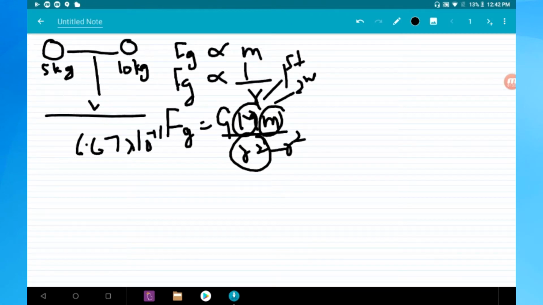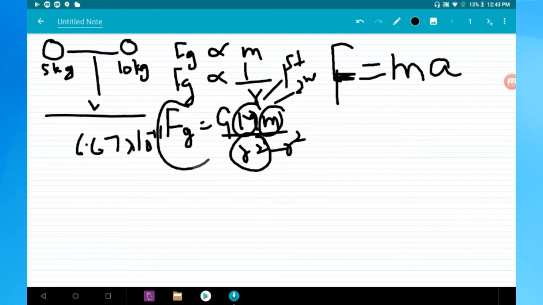Now let's take a look at Newton's second law of motion. It states that force is directly proportional to mass and acceleration, F equals ma. So we can replace this Fg here and use it as F, because the gravitational force is given by Fg, and F is equal to ma, so it's the same thing.